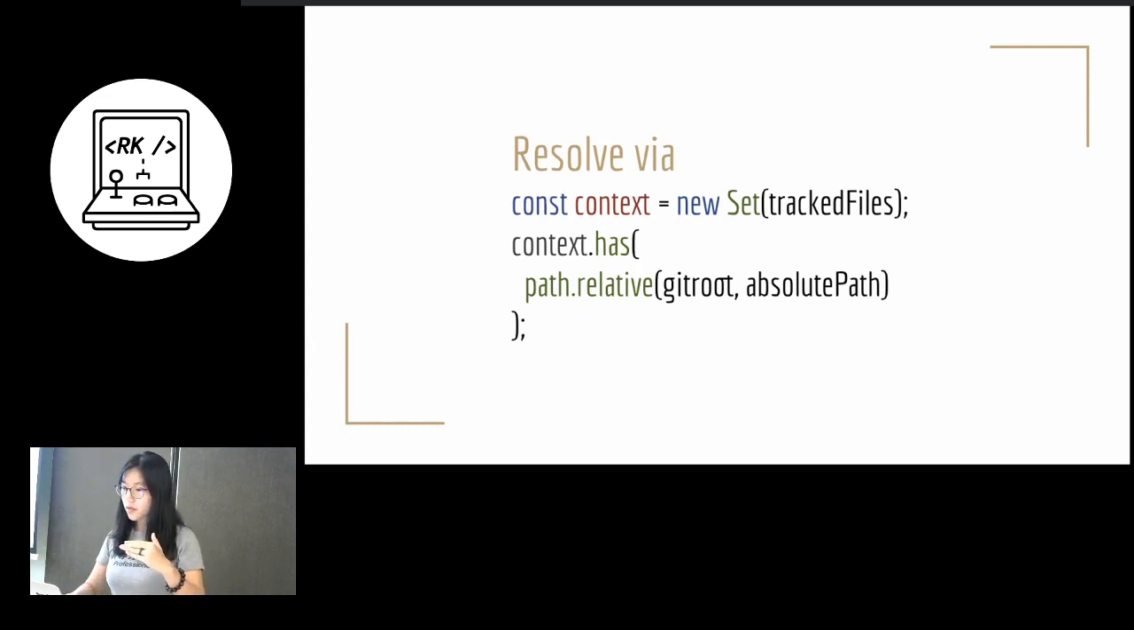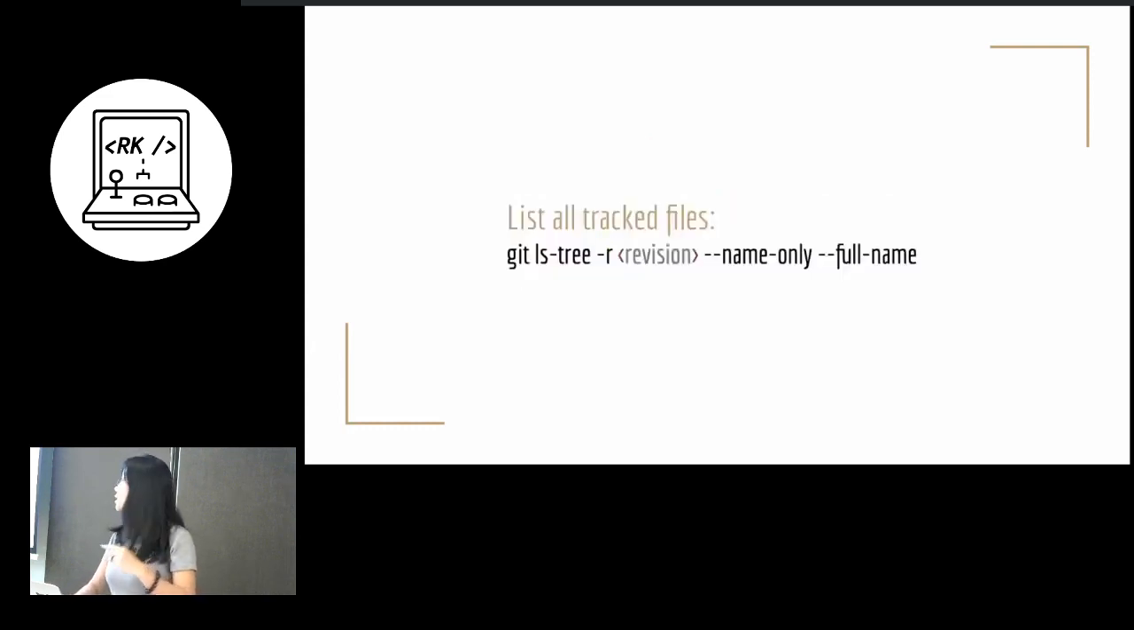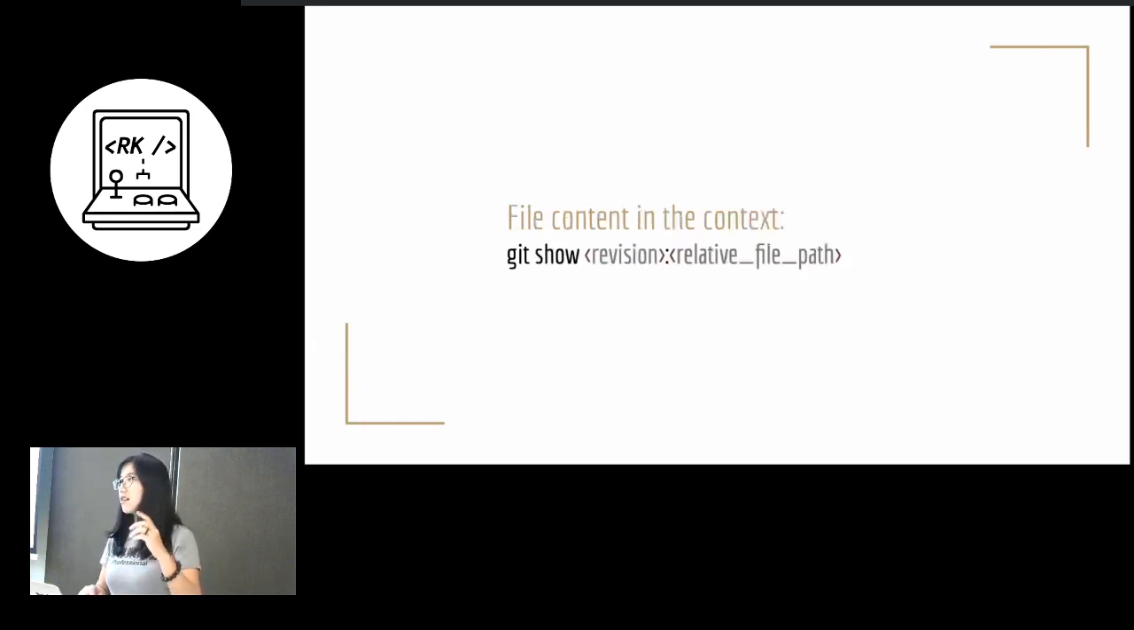So to find out the tracked files, I use this command. So you can list out all the tracked files. And then the interesting part is you can also find a certain revision's file content, the full content, by this command. So you don't really have to check out the commit and then do the processing.